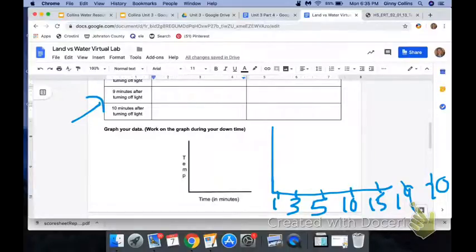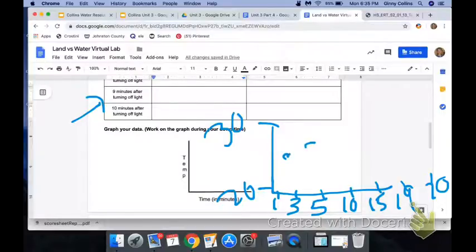And then for the temperature, if I started at 20, I can just put 20 down there, and I'm making this up, but say I end at 30, then I could count by 2s or something, or 5s, going up that way. Now, you have 2 different things you're graphing. One is going to be the dirt, and one is going to be the water. This is just like the Penny Lab.